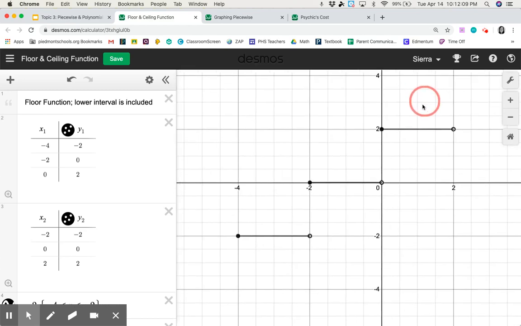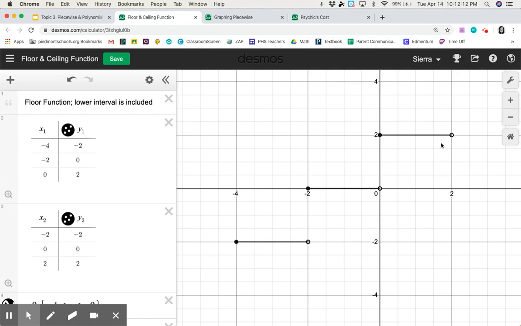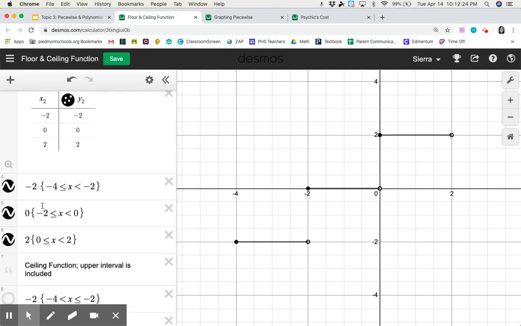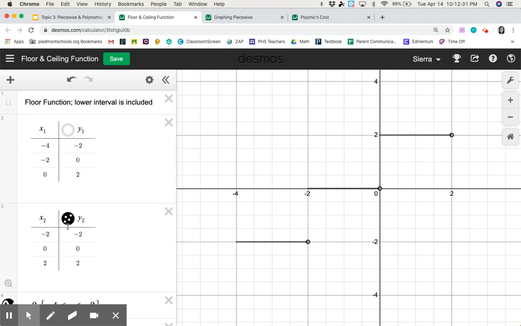And since this is the floor function, that lower piece of the interval is included. Each of these lines is a different interval. This is my interval from -4 to -2. It's the x values between there, and then it stops. Okay, so those are the equations that you're looking at. That lower bound is what is equal to. Now let's look at the ceiling.